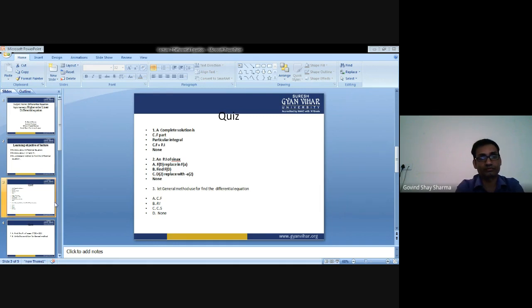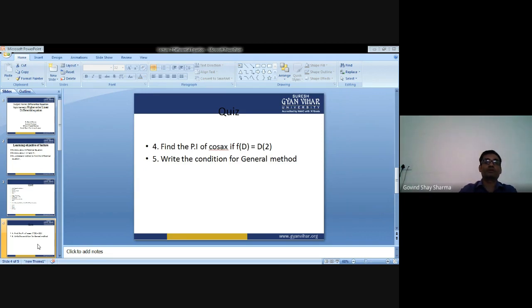We cannot use the special form of particular integral, so we apply the general method. Find the PI of cos x if F(D) is equal to D square. What is the value of PI? The value of PI is D square changed to minus alpha square. Here alpha is equal to 1, so the PI is minus 1 square.